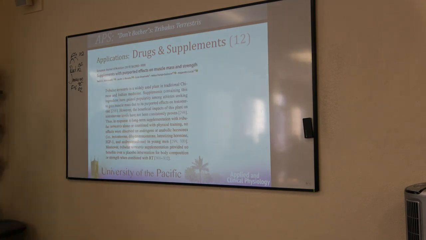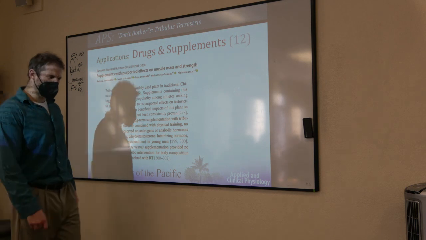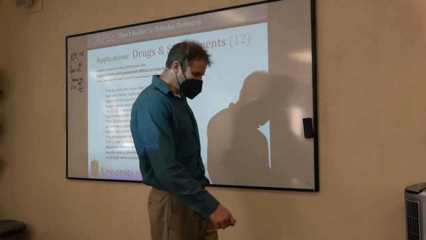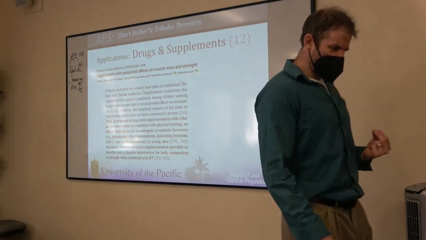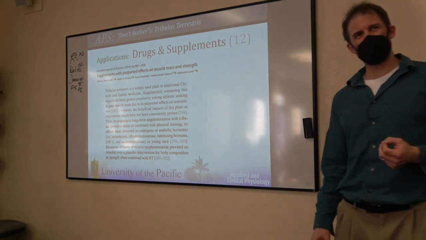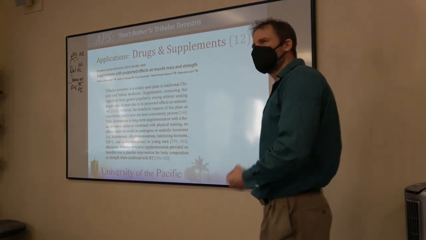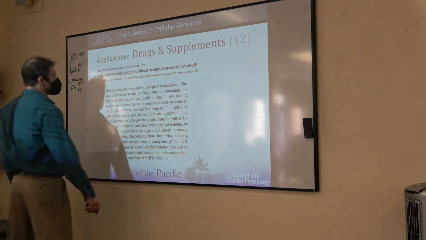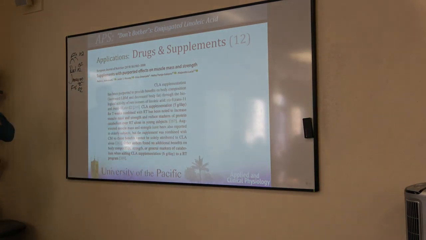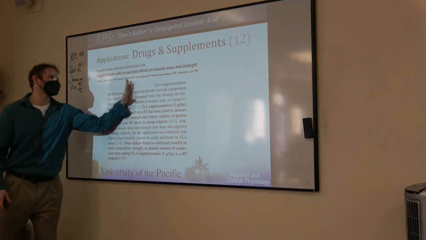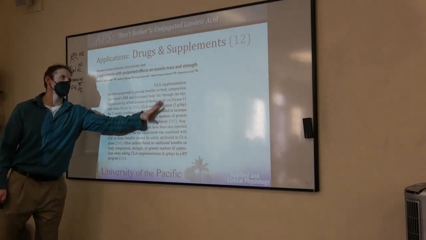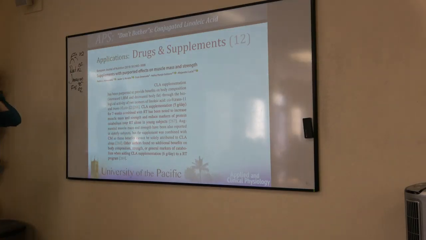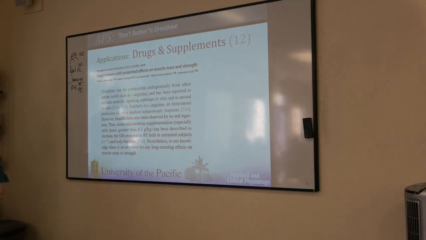Tribulus, this was really popular in, like, I don't know, early 2000s or something. And it just doesn't seem to be effective. This is a precursor to androgens, and it doesn't seem to work very well. So skip Tribulus. CLA, maybe for weight loss, don't bother for muscle mass. CLA, conjugated linoleic acid. And ornithine, skip that one too.